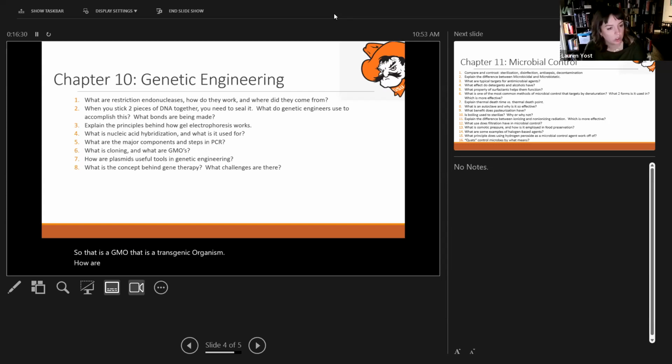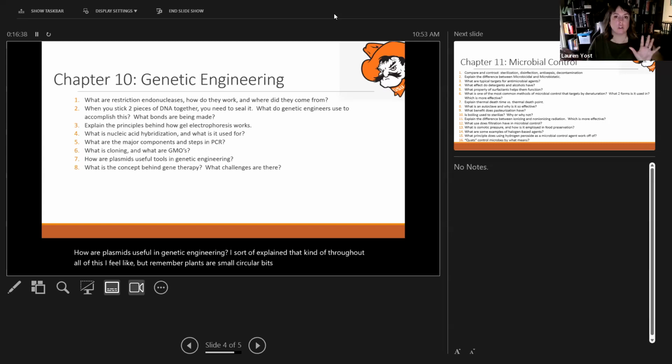How are plasmids useful in genetic engineering? I sort of explained that throughout all of this, I feel like. But remember, plasmids are small circular bits of extrachromosomal DNA. Eukaryotes can have them, but we're primarily interested in the bacteria. So they're extra and they're not required for survival. So what we can do is use our restriction endonucleases to make cuts and insert genes that we're interested in, splice them into the plasmid, and then put that plasmid back into the bacteria, and it will start producing the gene that we want it to.